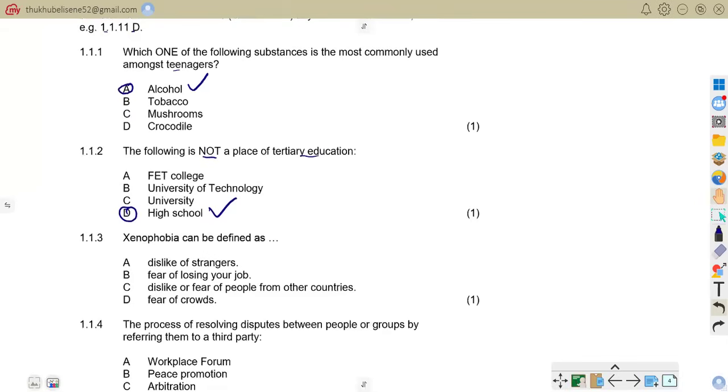Moving on to 1.1.3. Xenophobia can be defined as: dislike of strangers, fear of losing your job, dislike or fear of people from other countries, fear of crowds. The correct answer there is C. Xenophobia can be defined as dislike or fear of people from other countries. Let us move on.